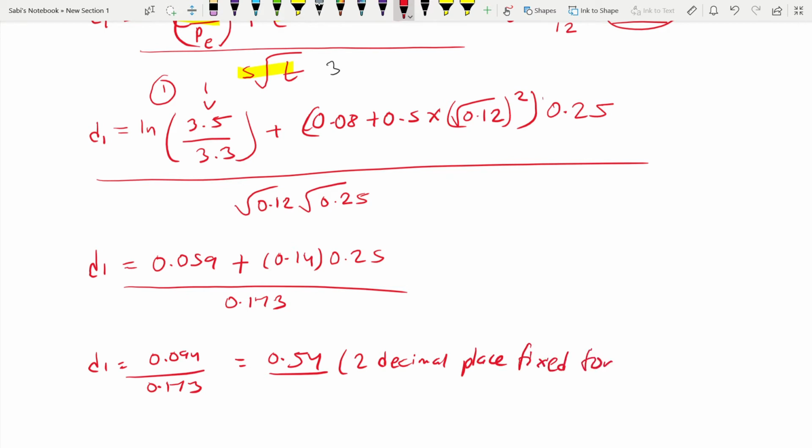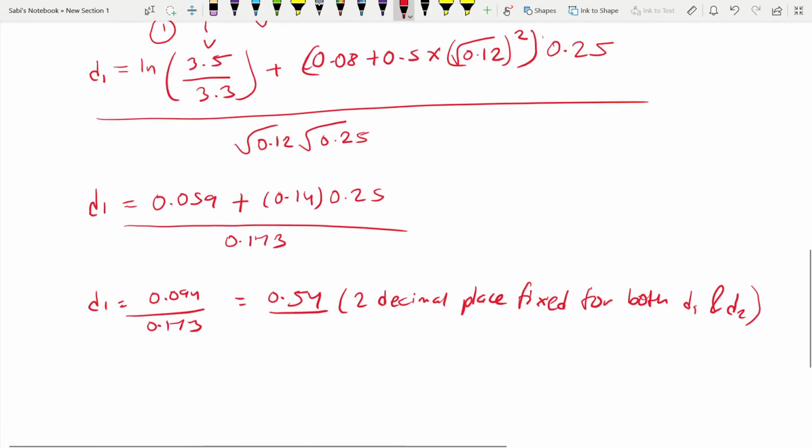for both D1 and D2. Make sure that you remember this. So now D1 is found, 0.54, keep it. Now let us go to D2. First find both D1 and D2. So the formula for D2 is D1 minus S to the power T.